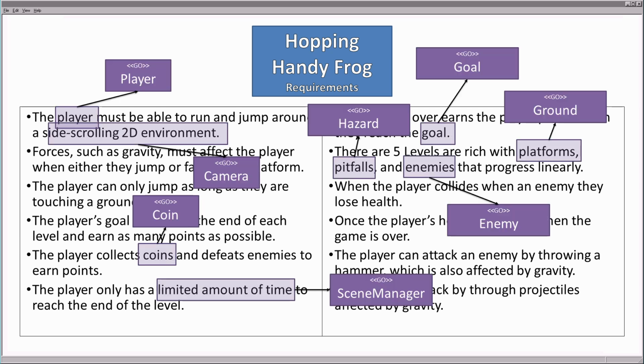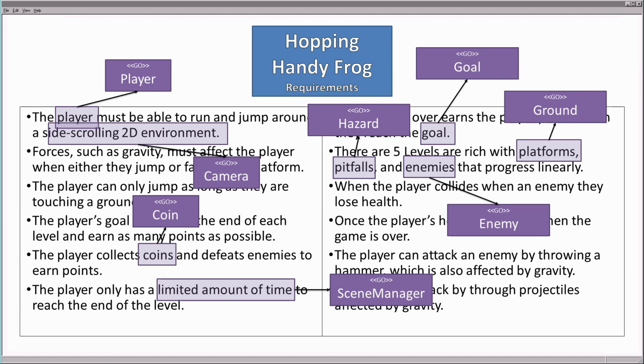Now, we can identify each one of the game objects by noticing their nouns. We can see there is a player, coins, enemies, the ground representing platforms, and hazards representing pitfalls. We also notice that there is a goal game object which the player is attempting to reach.